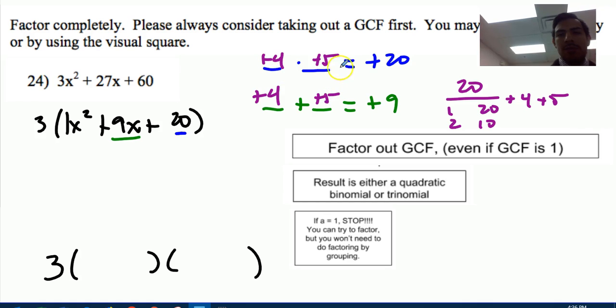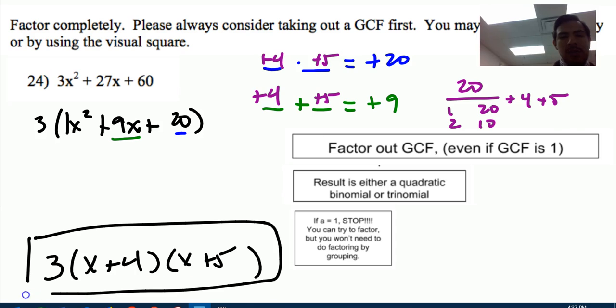When I multiply positive 4 and positive 5, I get positive 20. When I add them, I get a positive 9, so that's perfect. Which means my final answer is 3 times (x plus 4) times (x plus 5). There we go. That's 24. We've got 4 more to go. Here we go.